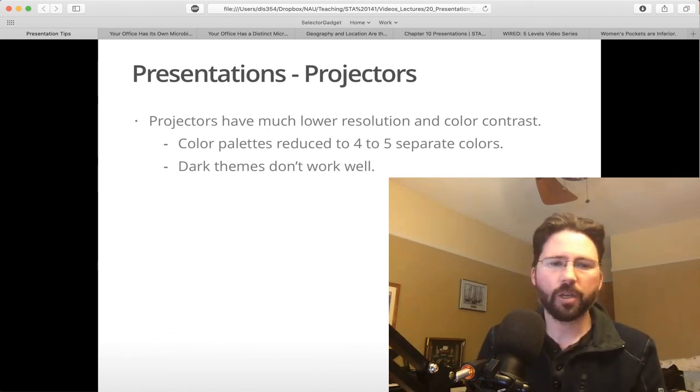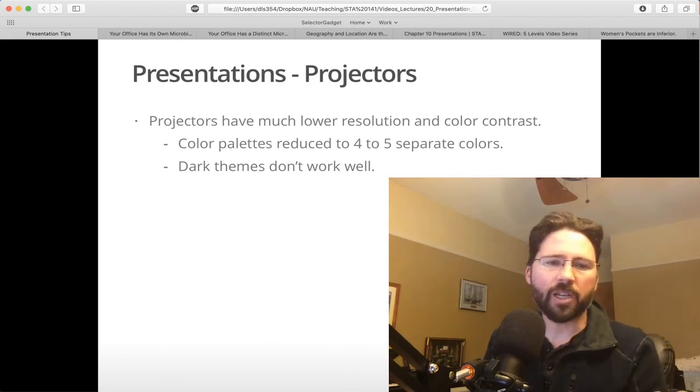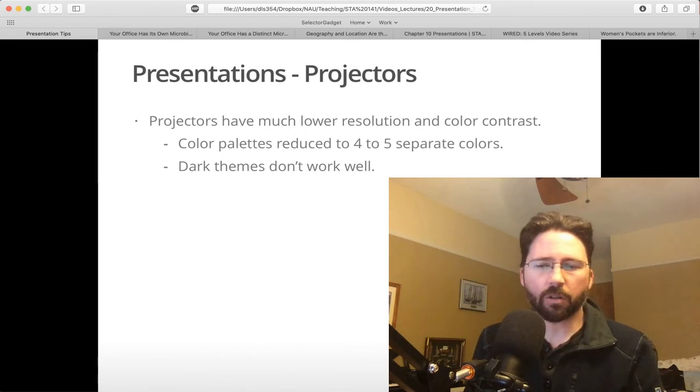So my general recommendation is to reduce your color palette to maybe 4 or 5 separate colors. If you've got some sort of categorical variable, don't expect that color is going to separate them if you've got more than, say, 3 or 4 or maybe at max 5. Color just won't work then.